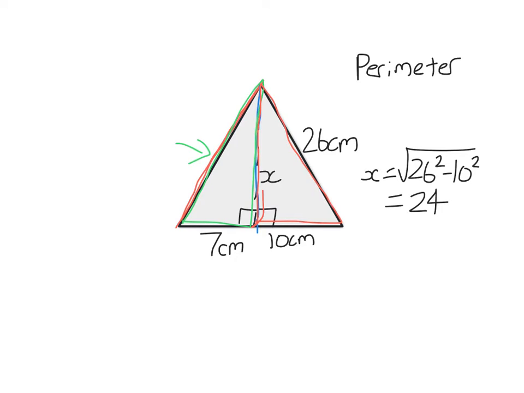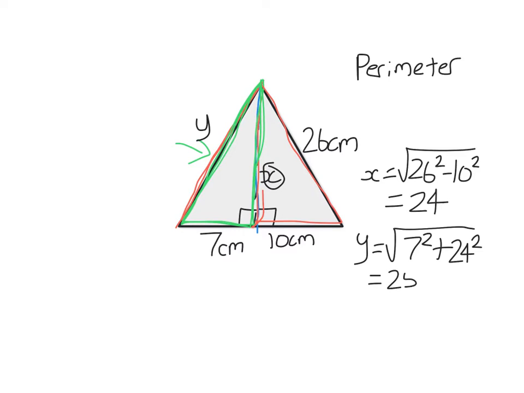So now, if I want to find this longer side, I'm going to call it y. y is the longest side of this triangle. It is the hypotenuse. So y will be the square root of 7 squared plus, this time, and I found that x was 24, squared. Okay, so it turns out y will end up being 25. And both of them will be centimeters because the other sides were centimeters.